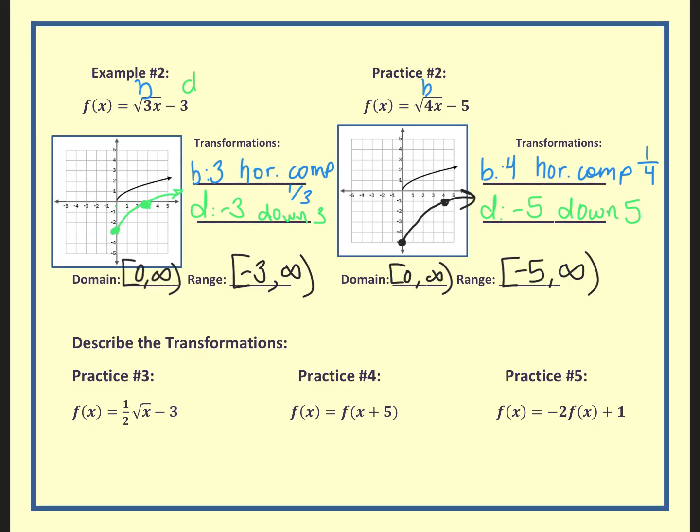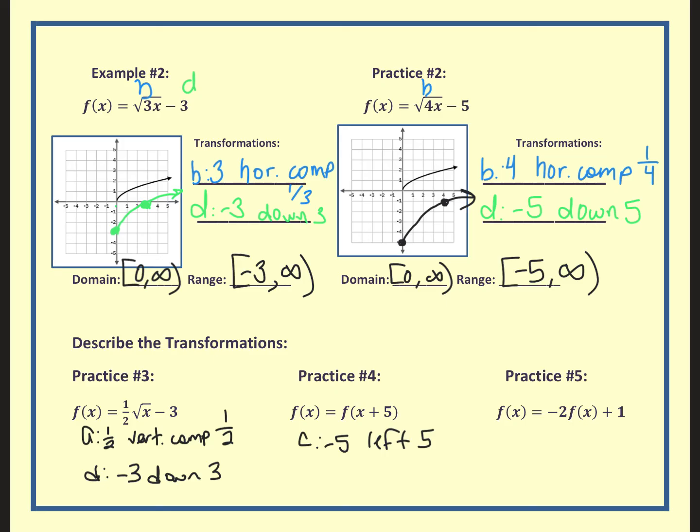We're just going to label the transformations. Okay, let's test how you did. This was an A value since it's in front of the radical. So this is a vertical compression of 1/2. Now this -3 is not inside the radical, it's outside. So this is your D value, and it's going down 3. So go ahead and try practice number 4 on your own. Pause it here.